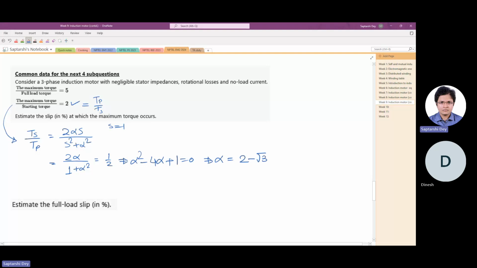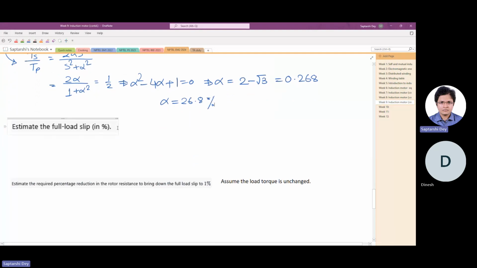Alpha is 2 minus root 3. That is 0.268. So alpha, the slip at which the peak torque occurs, is 26.8%.